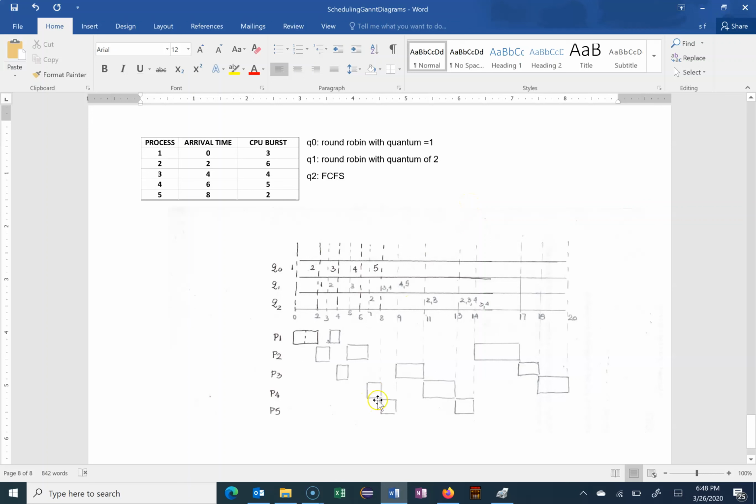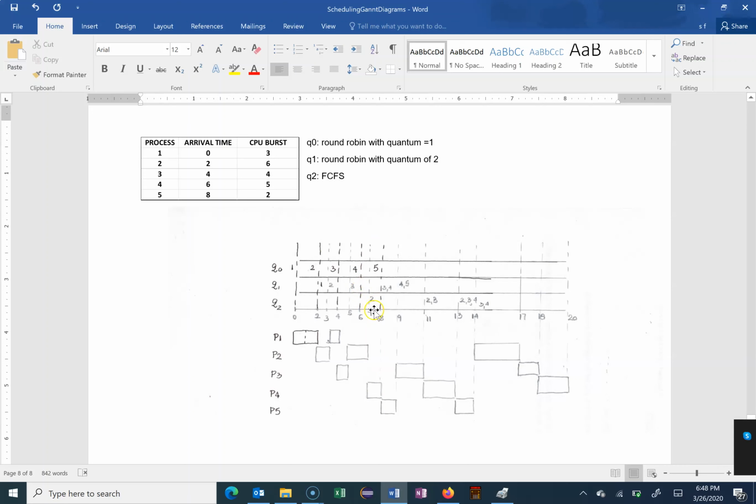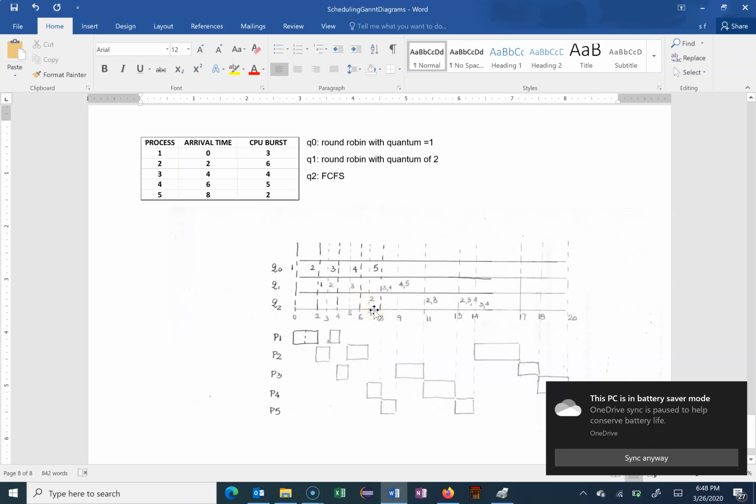So process 4 is going to be scheduled. It's going to execute for a quantum of 1, so it's going to go from 7 to 8. Process 2 is going to be preempted and it goes into the lowest priority queue.